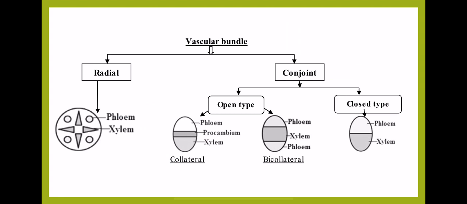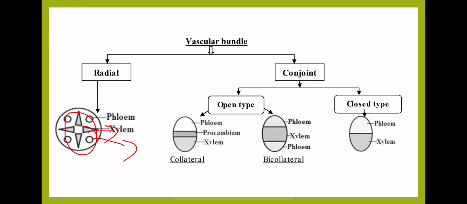The vascular bundle is divided into radial and conjoint. In the radial, phloem and xylem are at different positions, arranged alternately on different radii, and that is called the radial vascular bundle. In conjoint, both xylem and phloem are present together on the same radius.